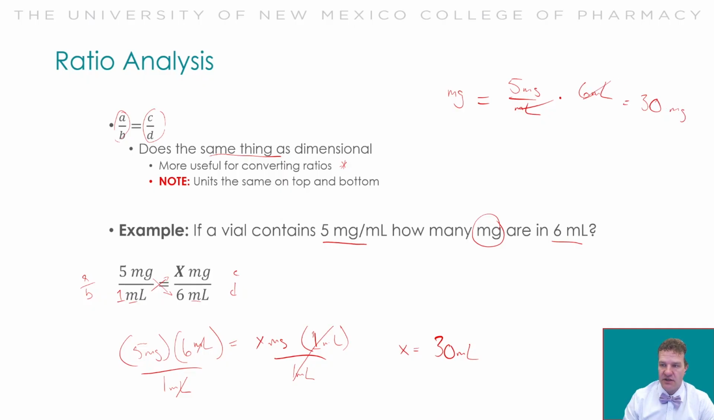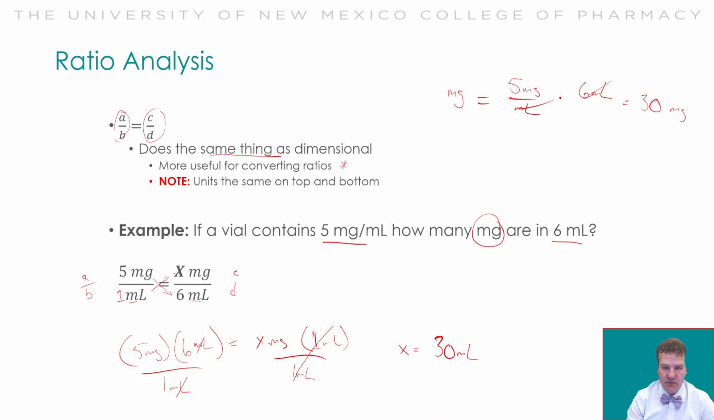So dimensional and ratio do the same thing, it's just how they make sense in your head. Here we're setting two ratios equal to each other, and here we're doing it dimensionally where we're just using our knowns to get to a final value. Okay, and so you can use both, and some people like ratio better and some people like dimensional better. Both will get you to the right answer, and for me, I use them in different places.